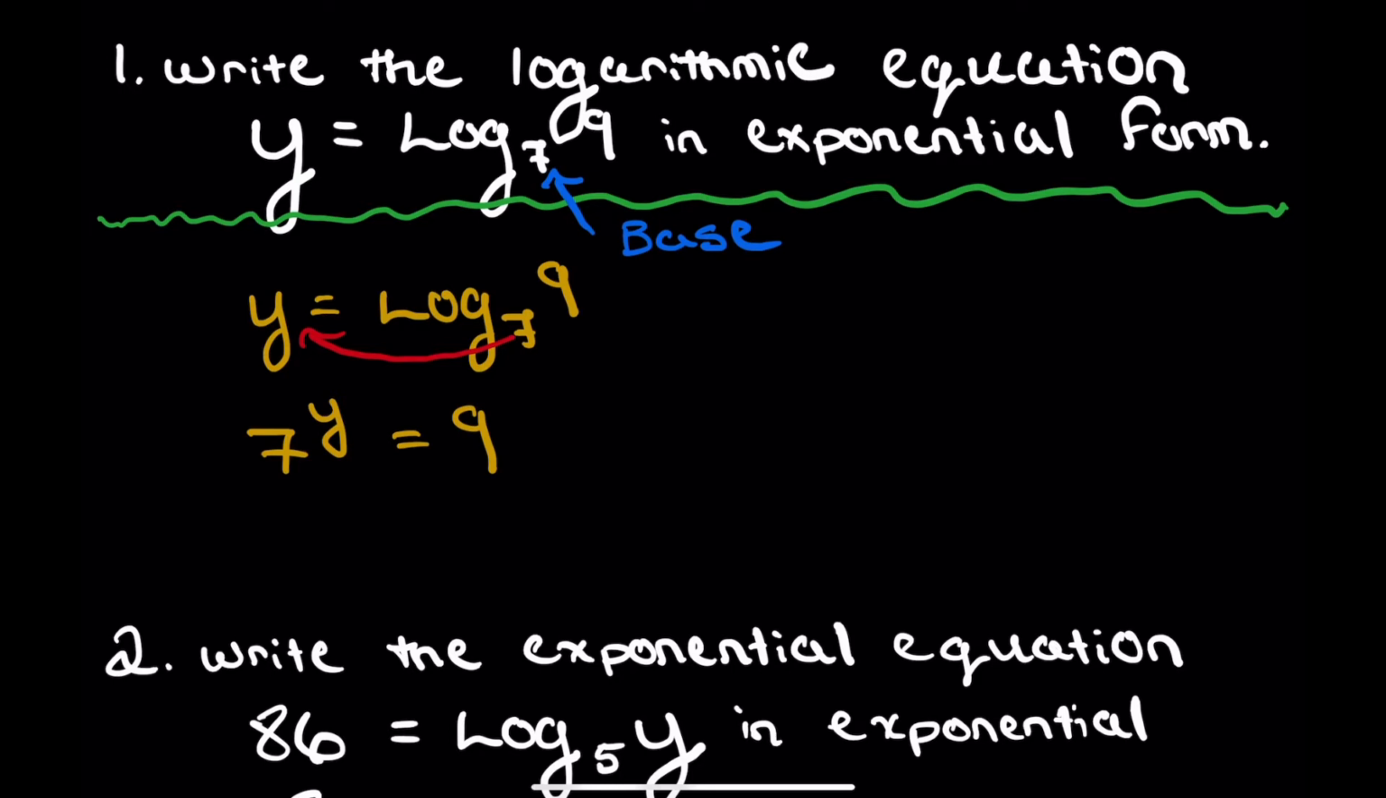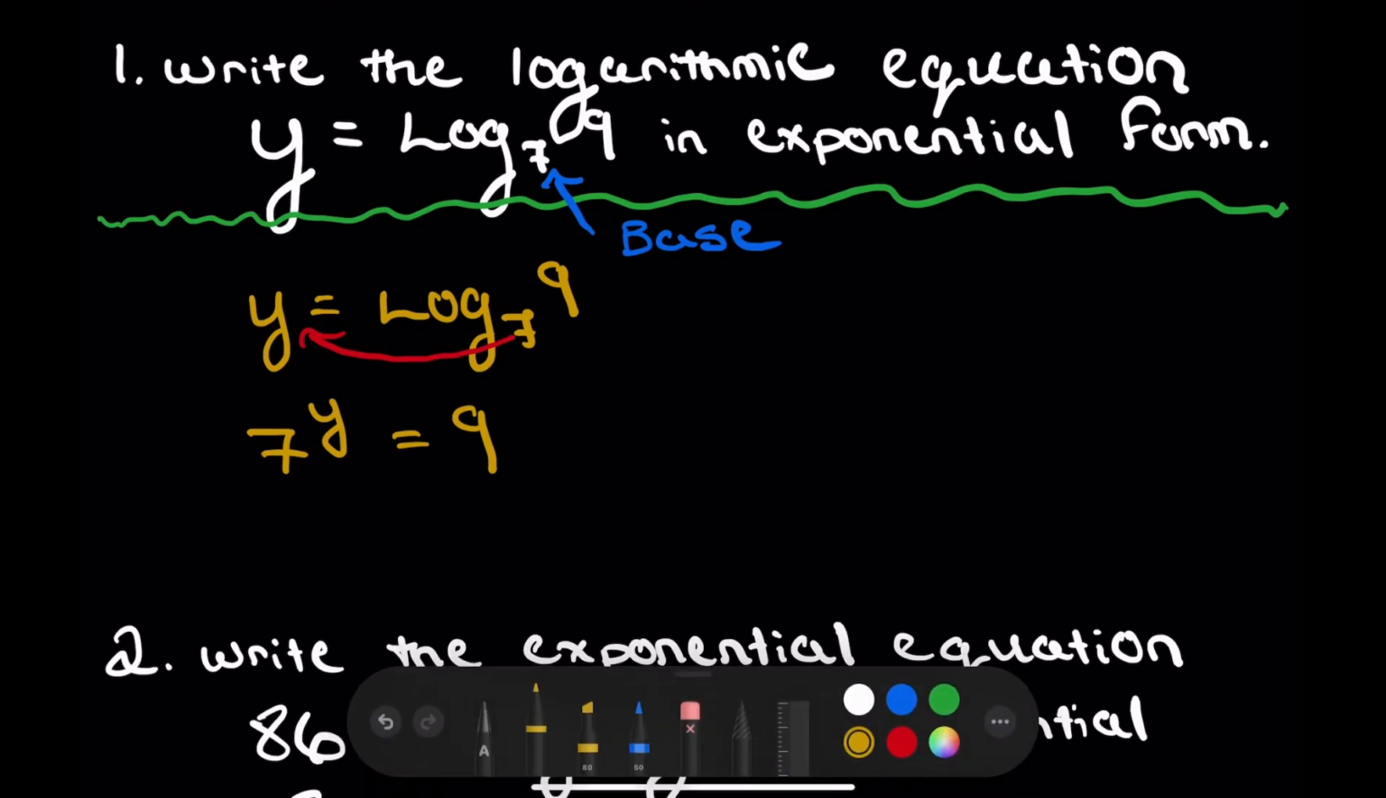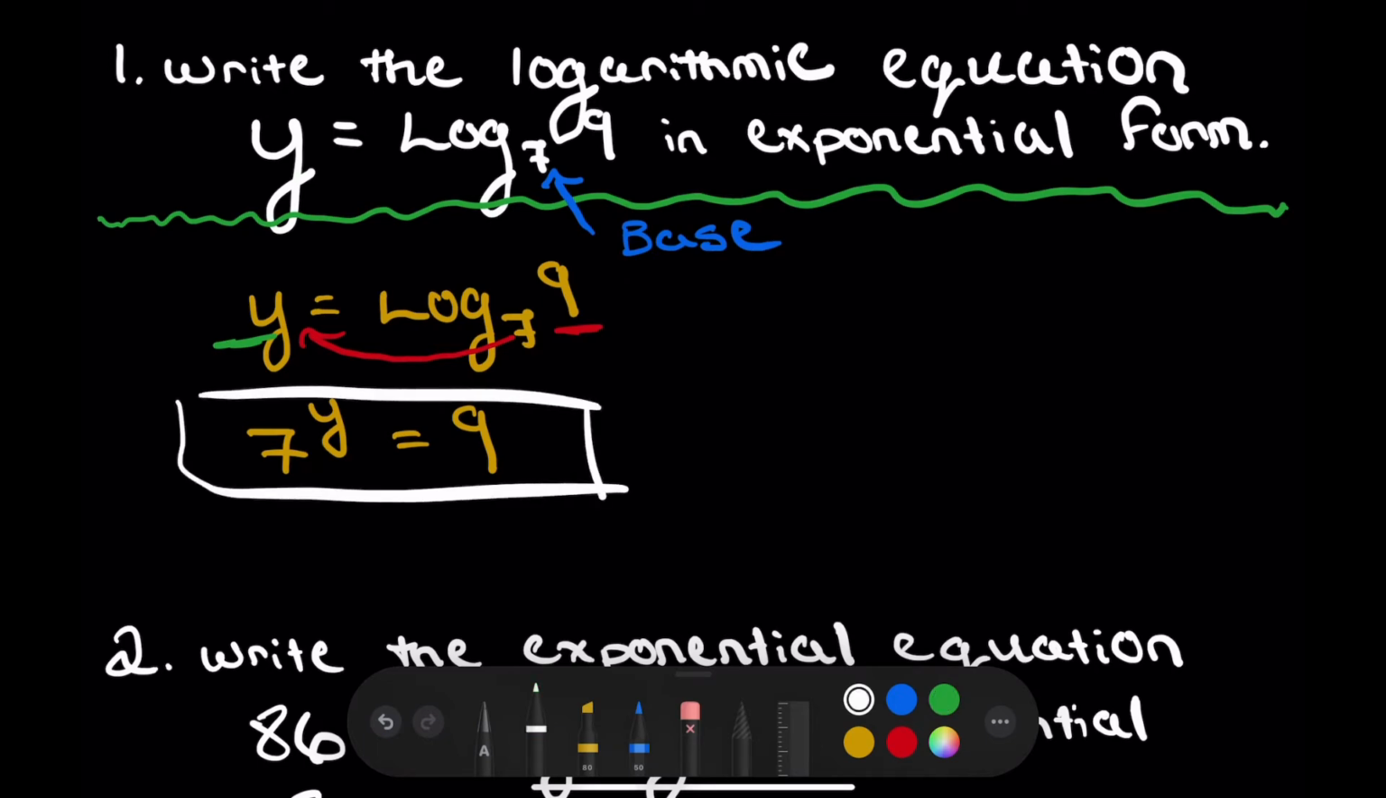Our 9, the 9 that was in front of the logarithm, is going to stay. And then our y is going to become our exponent. So the y gets lifted up. And so we get a final answer of 9 is equal to 7 to the y. We could leave it like this because now we know we have an exponential form, and based on our general terms on our first slide, we know that this is true.